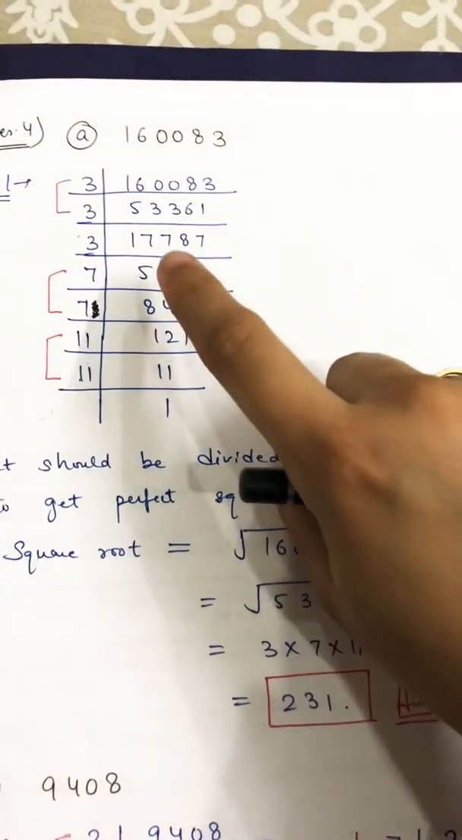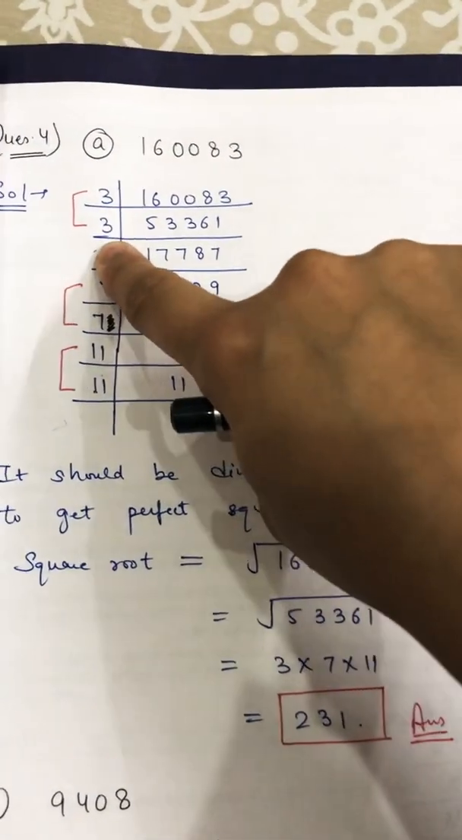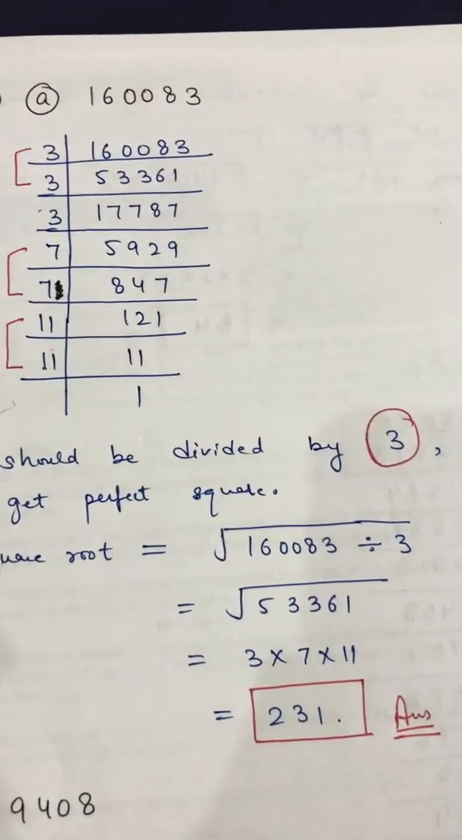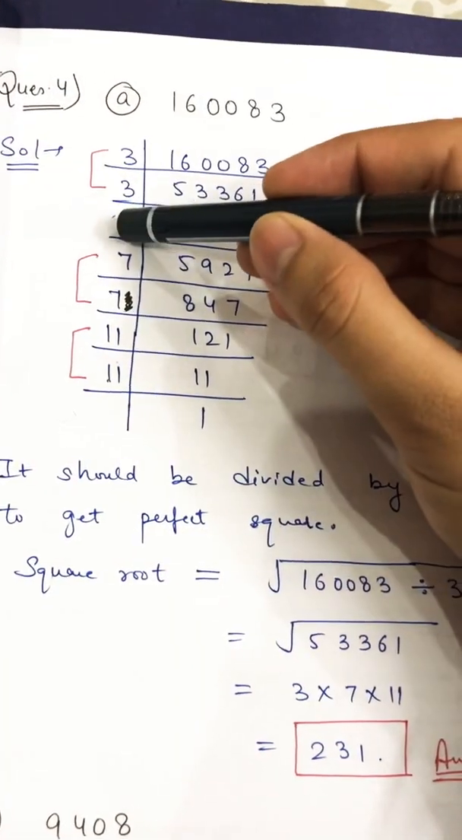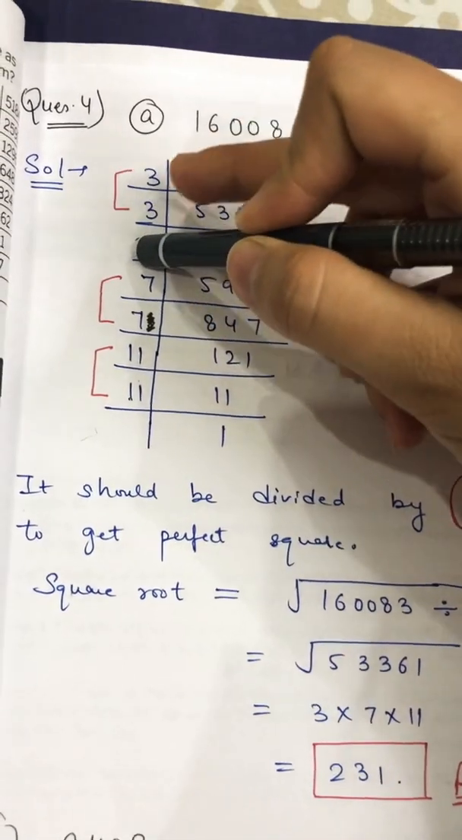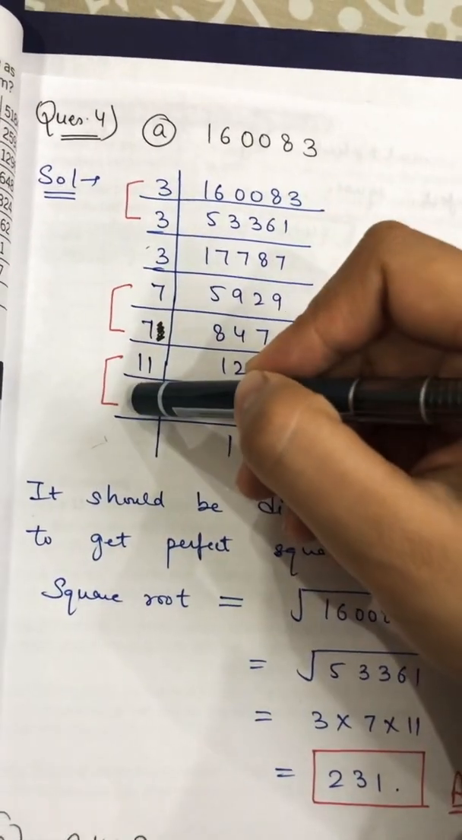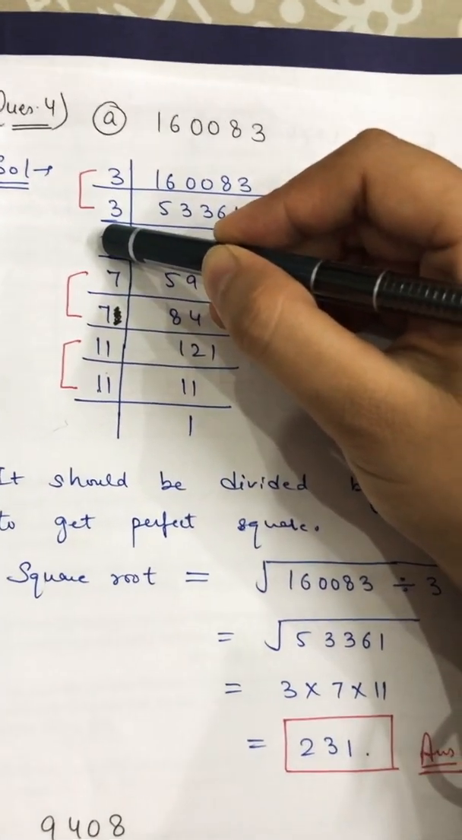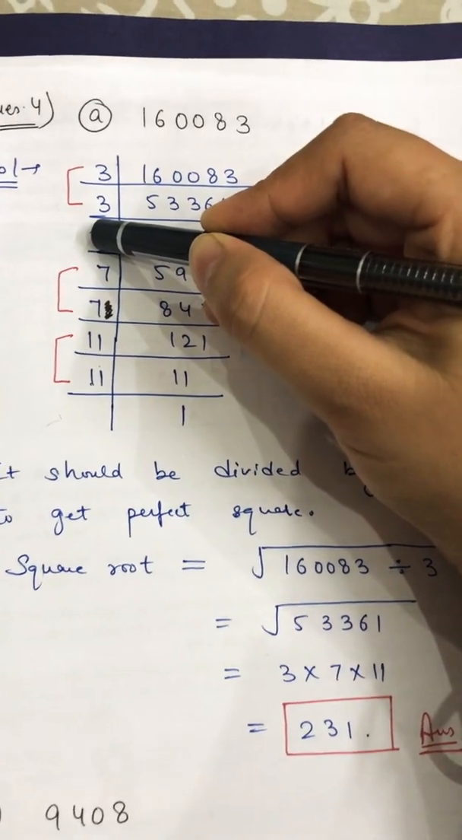If we divide with 3, this 3 will cancel. Now you just look at the statement. If we divide with 3, this 3 will be removed. Now we are having every number in a pair, this pair, this pair, and this pair. So that means if every number is in a pair, this is a perfect square.